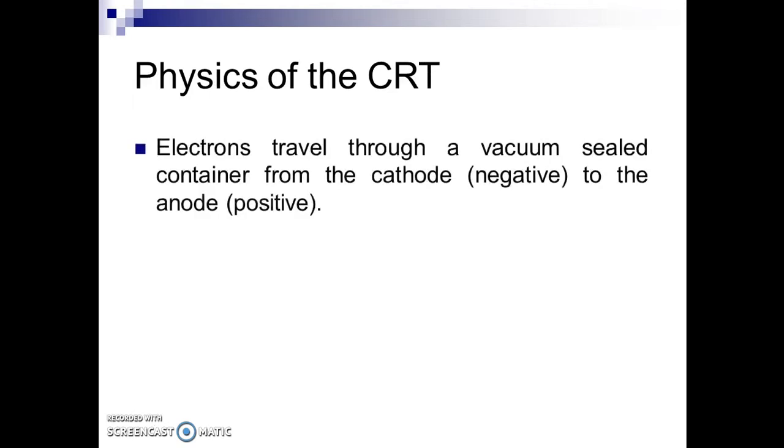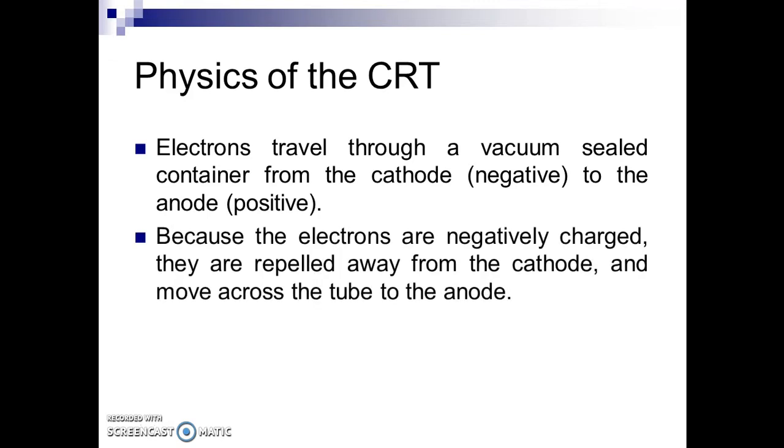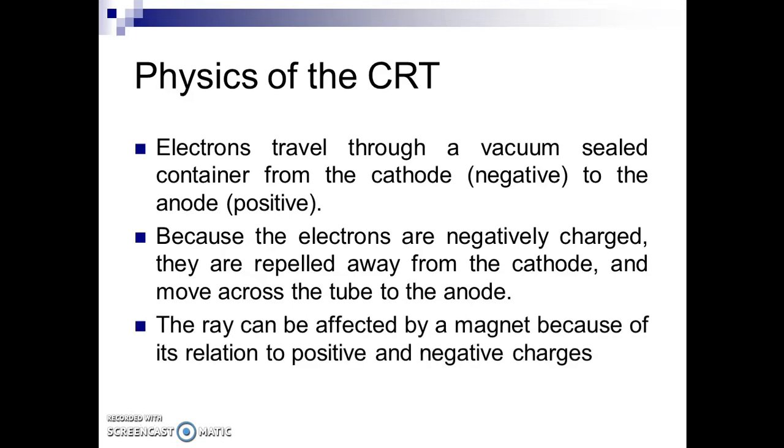So the physics, essentially what we can say is electrons will travel through a vacuum-sealed container from the cathode, the negative charge, to the anode, the positive charge. And so that's why they call them cathode rays, because they went from the cathode. They were a beam moving from the cathode. Now they're negatively charged, so they're repelled from the negatively charged cathode and attracted to the anode. And again, because they're charged, the rays themselves can be turned using a magnet.